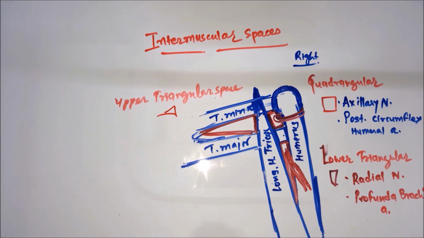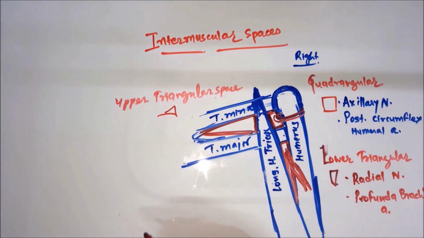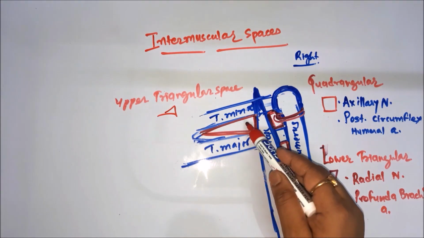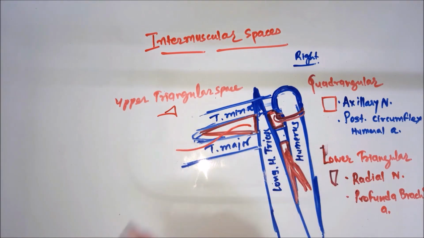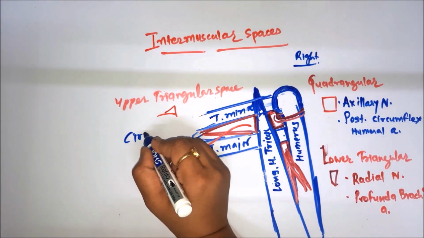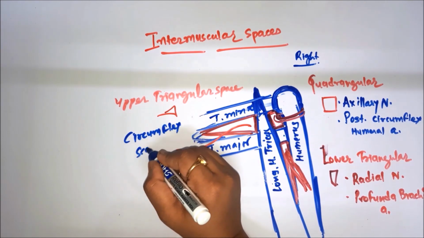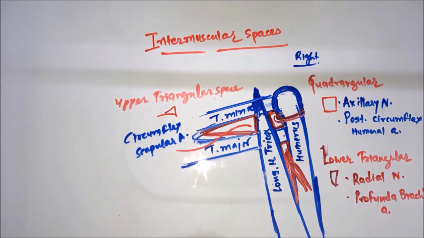Now similarly, the upper triangular space has only one structure, which winds around the scapula. It consists of the circumflex scapular artery. So the content of the upper triangular space is the circumflex scapular artery.